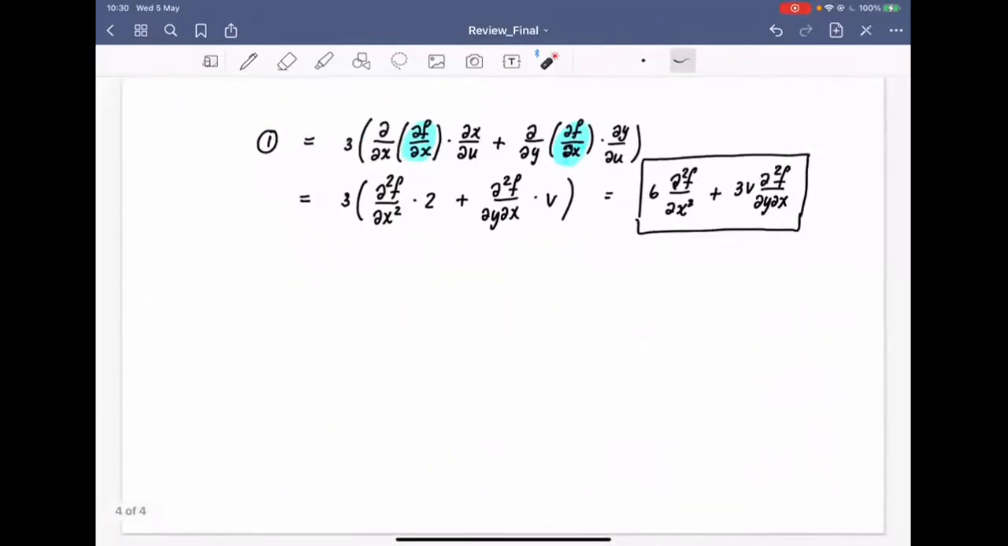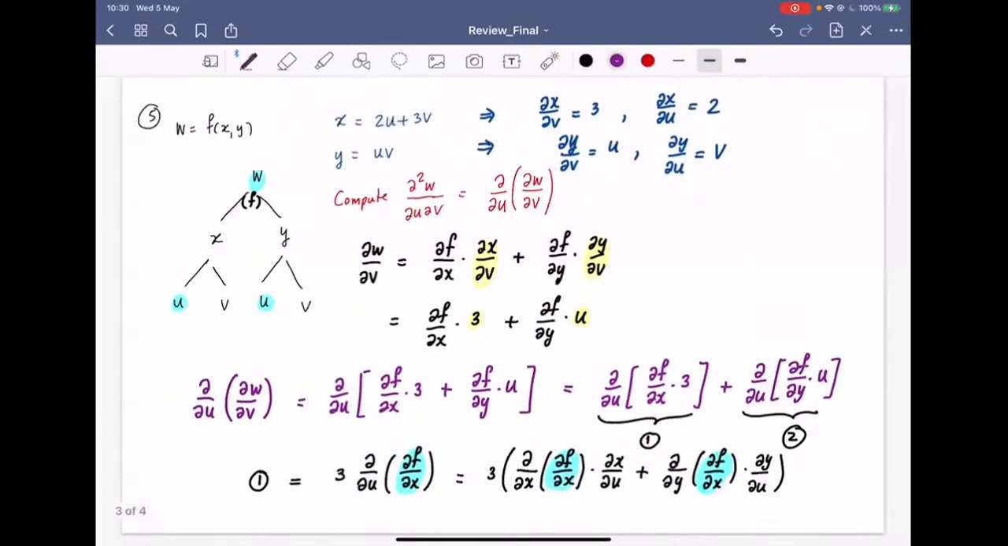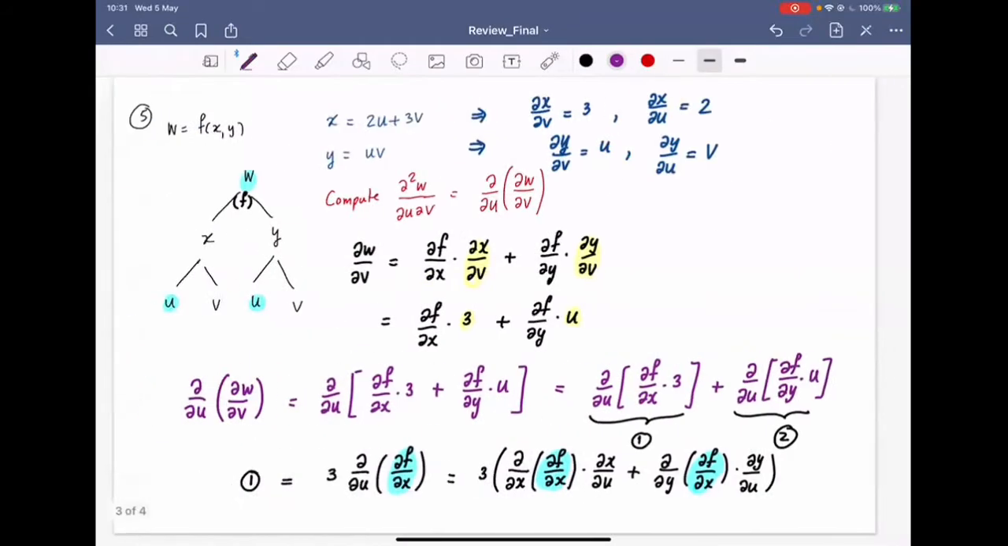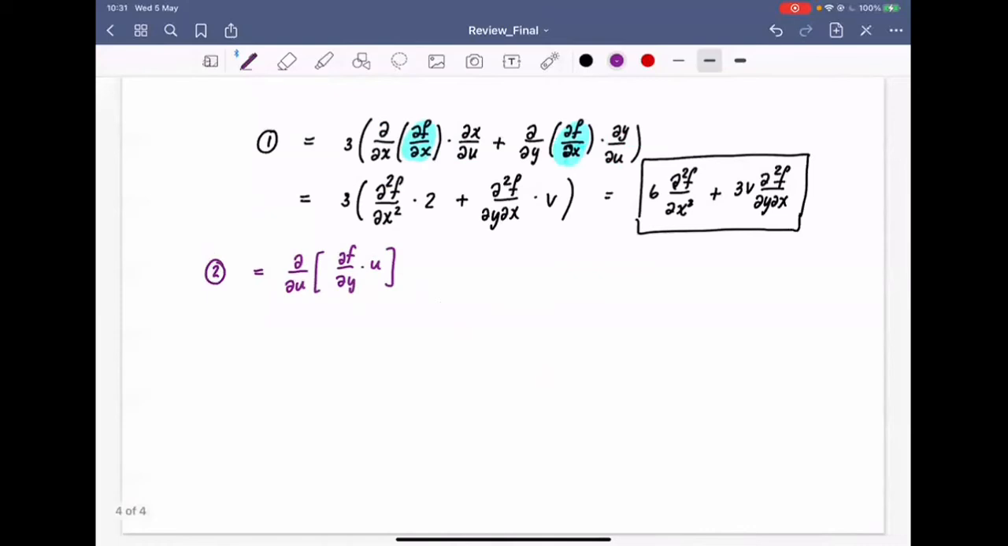This is a long question. And then number 2 here. Let's do one more term: curl f by curl y, and then times u. Good. This is term number 2 here. In order to get term number 2 here, it's a little bit harder compared to term number 1, because you have 2 terms.